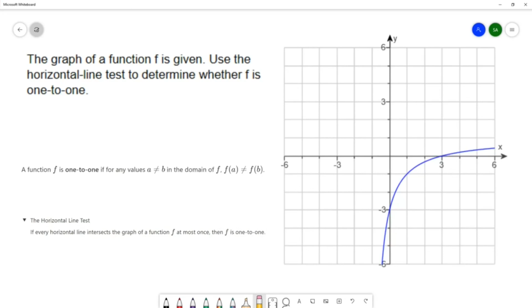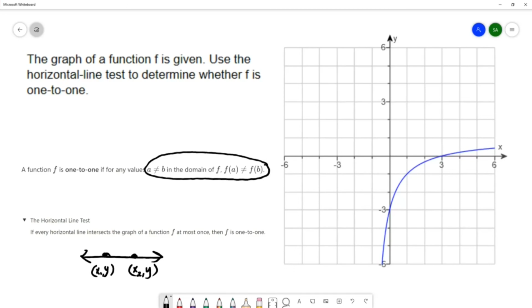So let's pause for a second and talk about why we use a horizontal line for this situation. If you think about the ordered pairs on a horizontal line, those ordered pairs will have x's that are different from each other. So I'm going to write x1 and x2. However, the y values are the same, and so a horizontal line violates the definition of a 1 to 1 function.